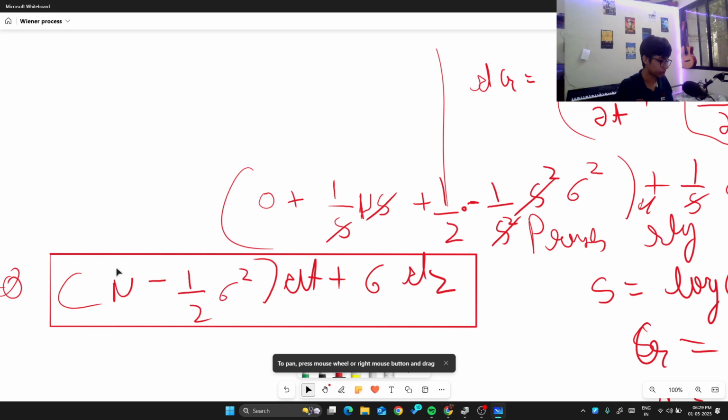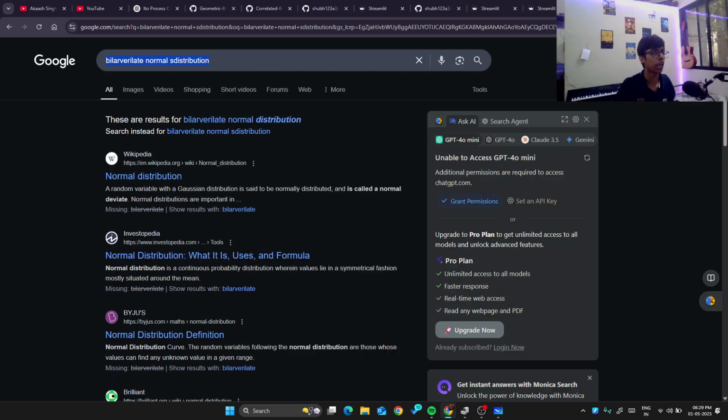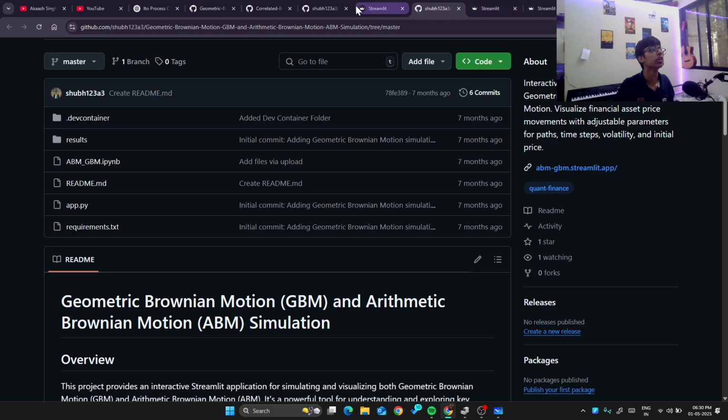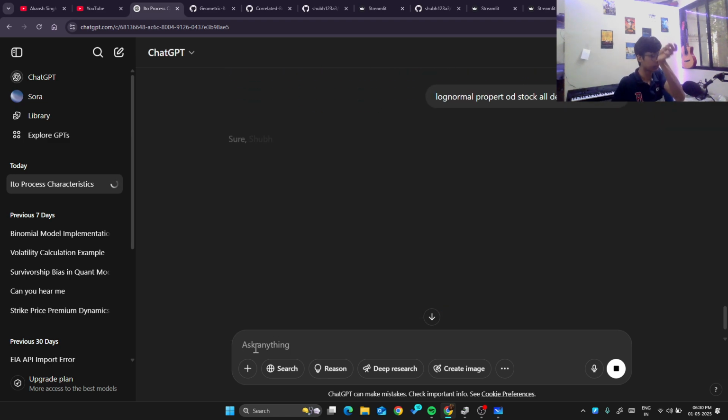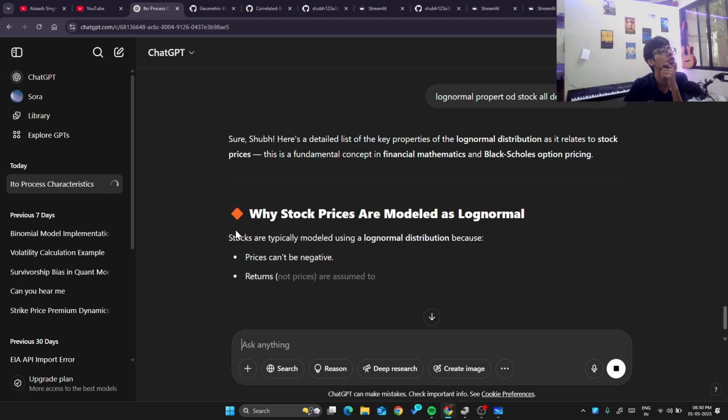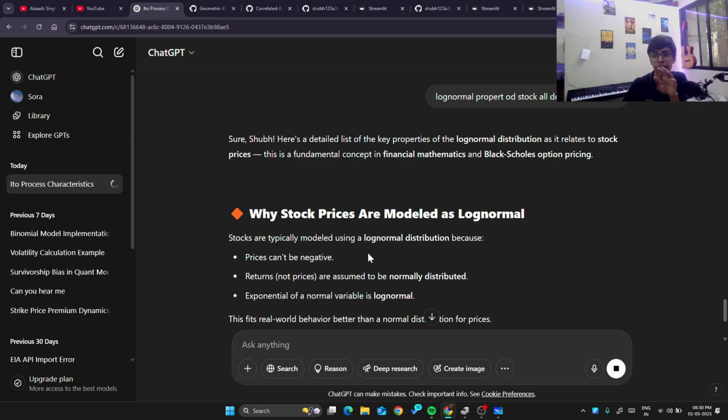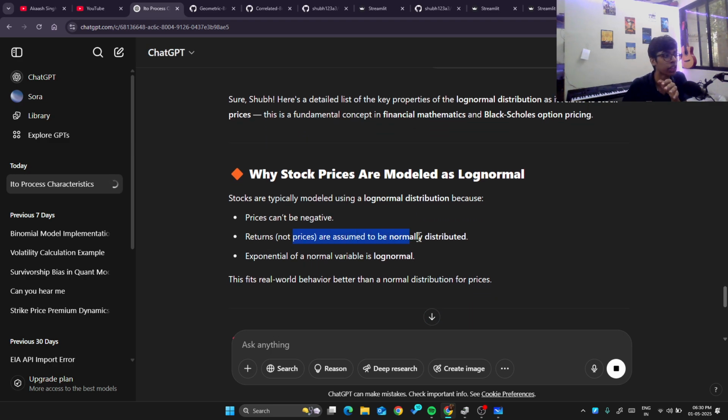And the log normal property, let me search the log normal property, because I want to be correct. Stock is typically modeled using log normal, because stock price cannot be negative, I explained that. Returns, not price, are assumed log normal. So our final output, the difference between two stock prices, is log normal, not the stock price itself, right?